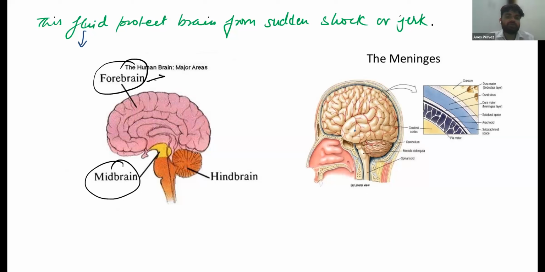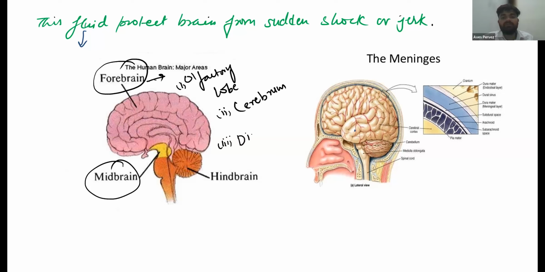Further, we have the parts also. The forebrain is going to have the olfactory lobes as the first part. The second part is the cerebrum, or cerebral hemisphere.